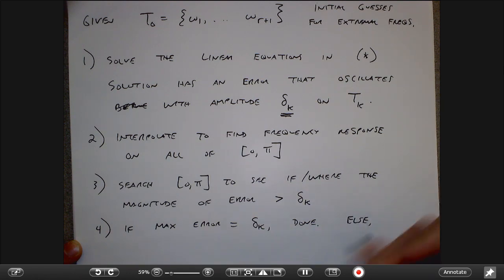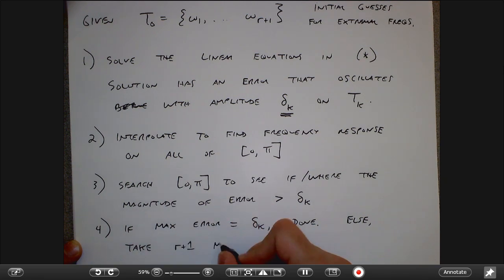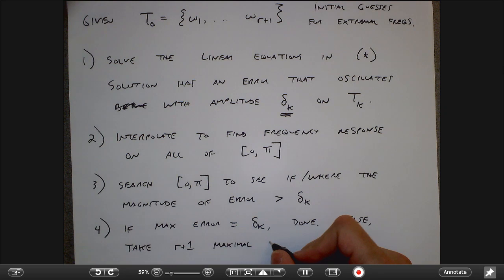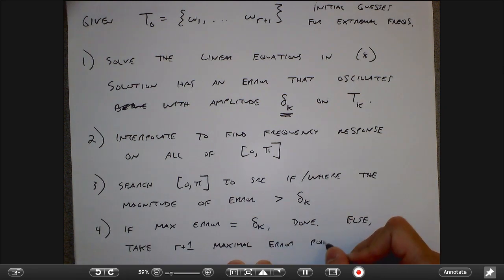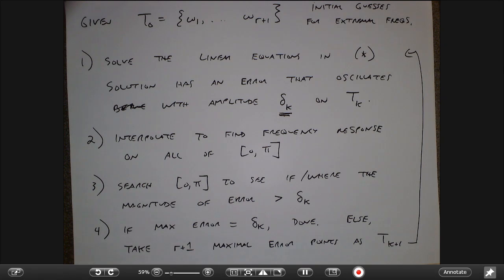Otherwise, I take the places where I have the most error, the r+1 maximal error points, as t_k plus 1, and then I iterate. So all I'm doing is basically choosing some points, making the frequency response do what I want exactly at those points, seeing if those are really the places where the error is the greatest. If they're not, I just find out what the greatest error points are in my current set, and I keep on iterating, right? And the exciting thing is, we'll talk about how and when this converges in just a second, but this is the basic idea.